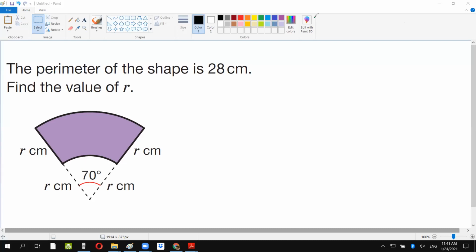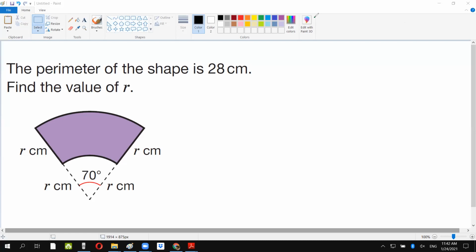Read it. The perimeter of the shape is 28 centimeters. Find the value of r. The perimeter is 28 centimeters. He gave you the answer. He told you the perimeter is 28.